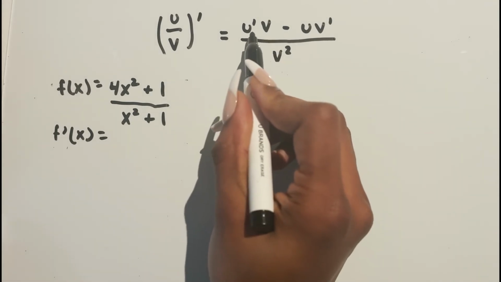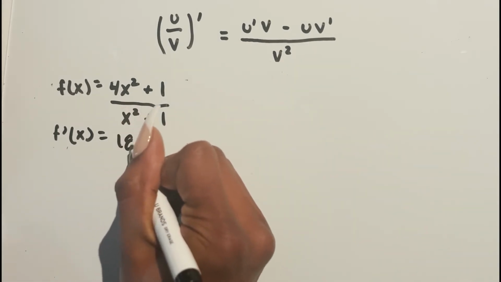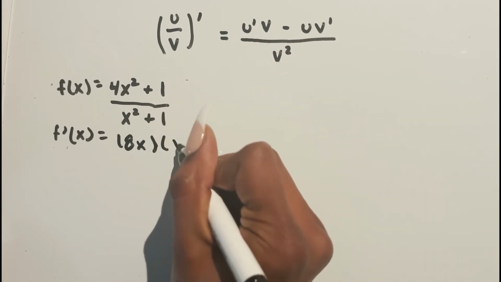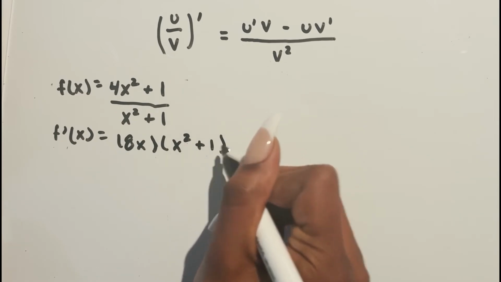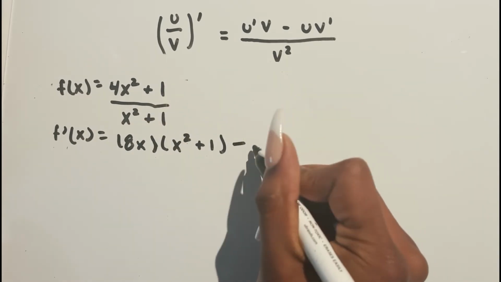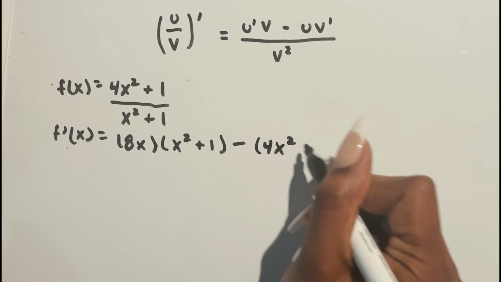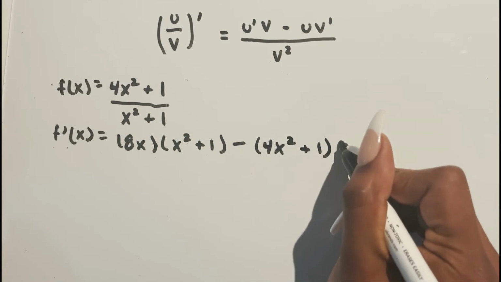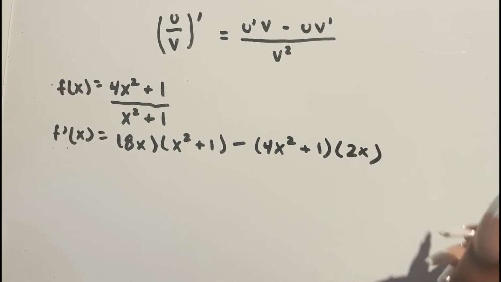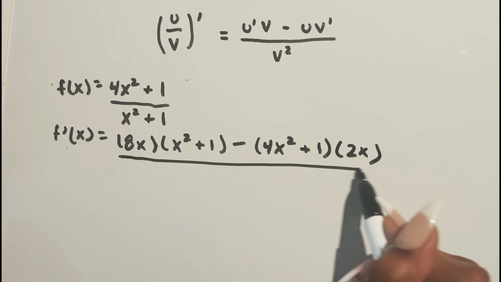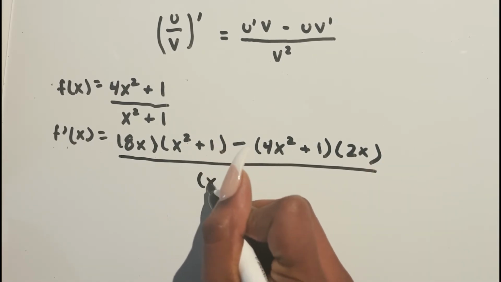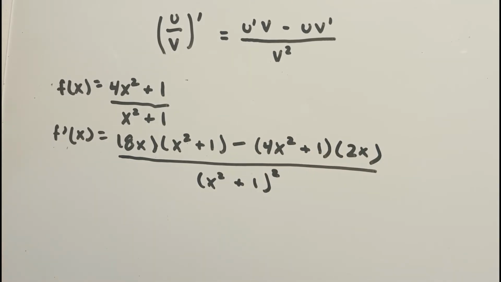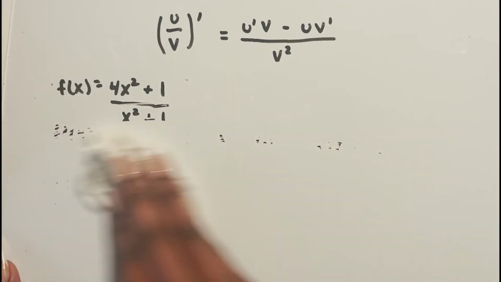So we've got the derivative of the numerator giving us 8x times the denominator, x squared plus 1, minus the numerator, 4x squared plus 1, times the derivative of the denominator, which gives us 2x. This is all over the denominator squared, so that's x squared plus 1 raised to 2. Our final answer.